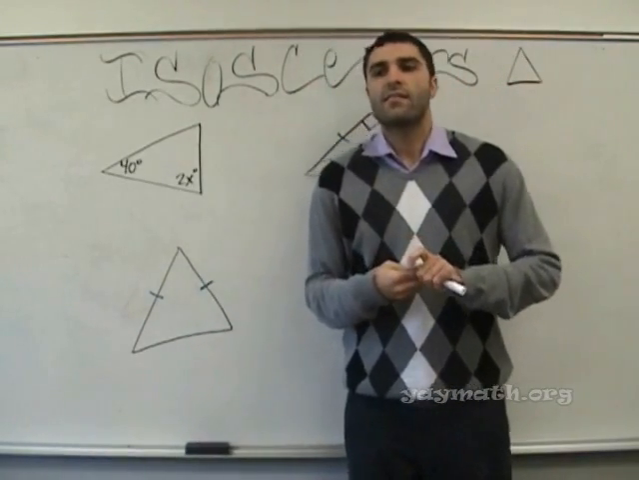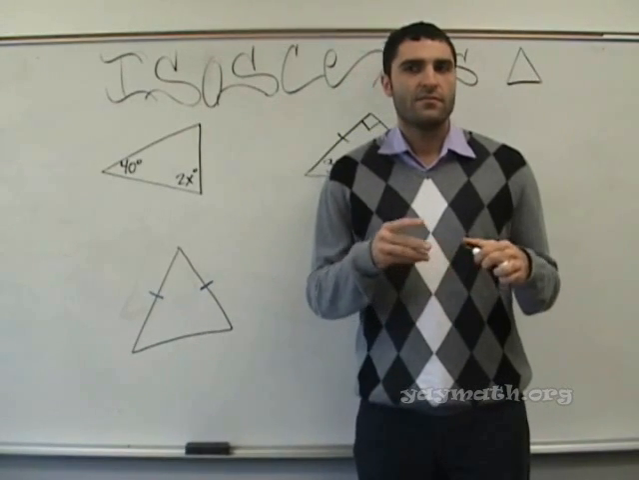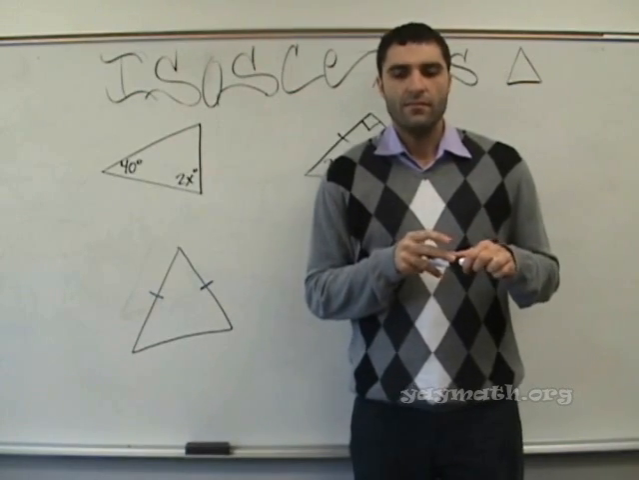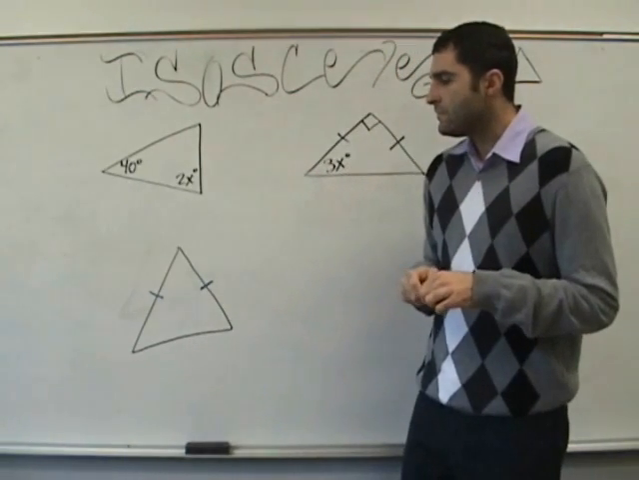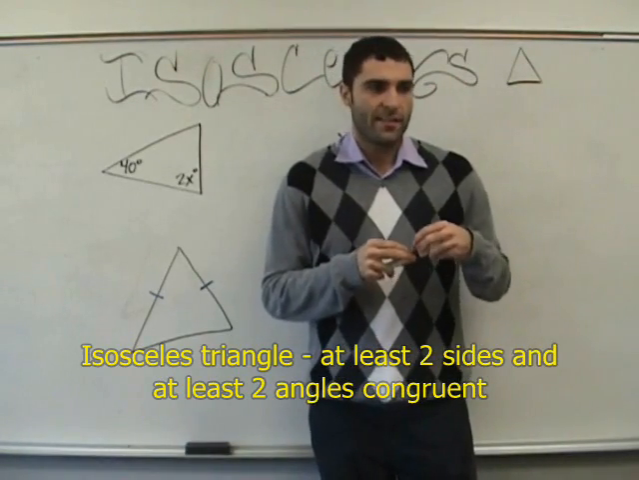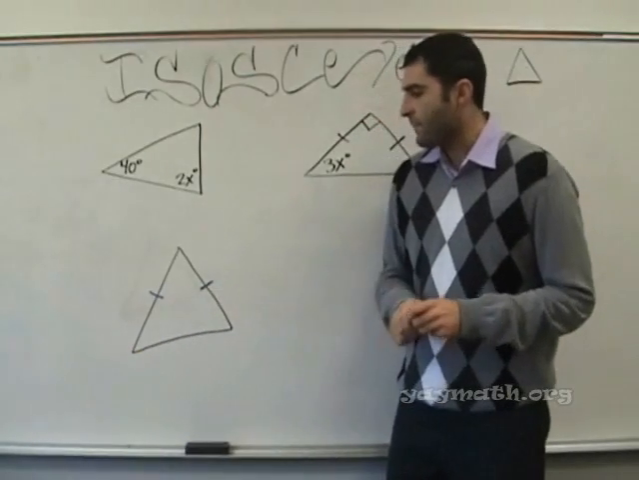Isosceles. Okay, who could raise their hand and say the definition of an isosceles triangle? A triangle with at least two sides that are congruent, or at least two angles that are congruent. Right, at least two sides and at least two angles congruent. That's an isosceles triangle. All right, so these two sides are the same.